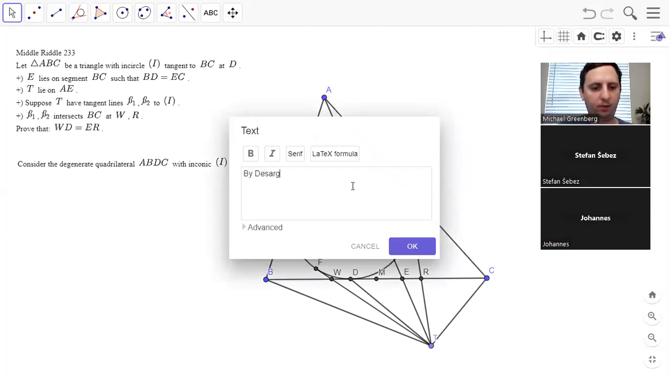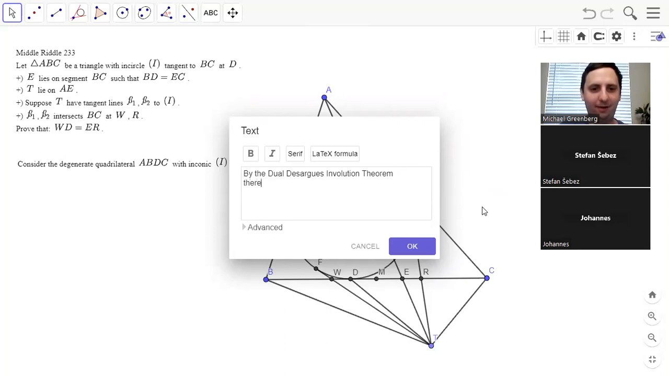By Desargues involution theorem, is it the dual of that theorem or the normal theorem? Oh yeah, it's the dual. All right. So we're on our second problem here, and we found that the dual Desargues involution theorem trivialized it. So we're almost on our third problem.